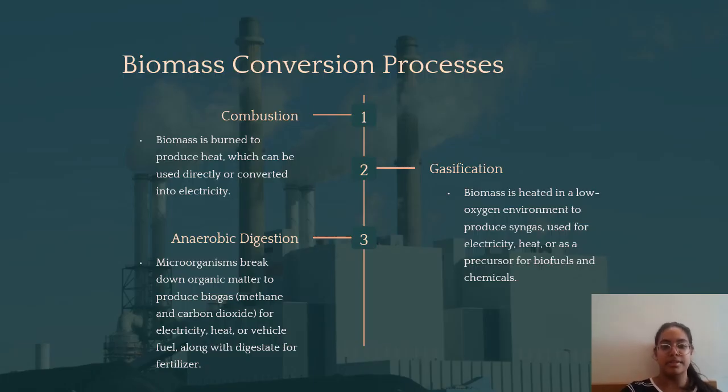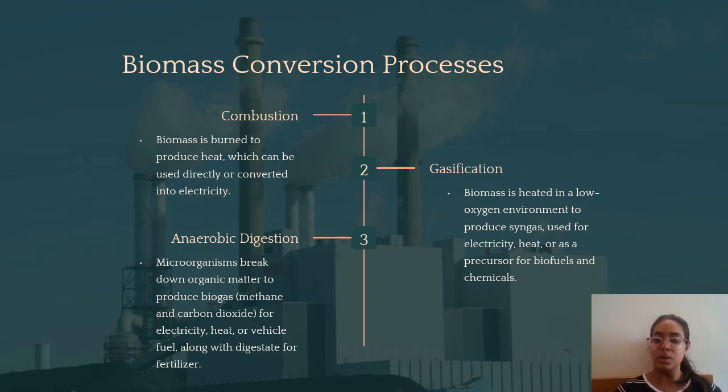Biomass conversion process. Combustion: biomass is burned to produce heat, which can be used directly or converted into electricity. This heat is used to generate steam, which drives turbines to produce electricity. Next, biomass gasification. Another method is biomass gasification, which converts biomass into gaseous fuel called syngas. Syngas can be used in engines or turbines to generate electricity efficiently.